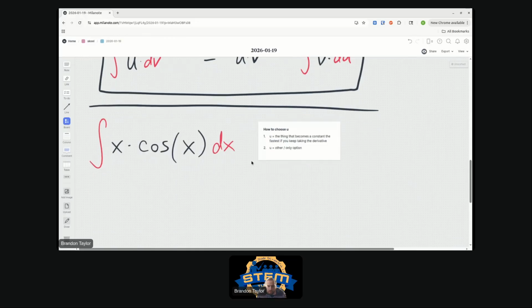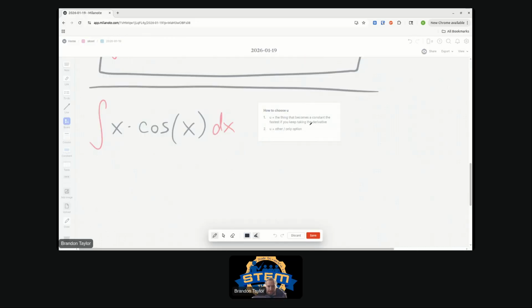So how do we choose this? The thing that becomes a constant the fastest if you keep taking the derivative. So 2 options. Do we choose that or that? If I take the derivative of cosine of x, what's that? Negative sine of x. Derivative of that, negative cosine. Derivative of that, positive sine. Derivative of that, positive cosine. And then you just get stuck in a loop. It doesn't matter how many times I take the derivative of cosine, it will never be a constant. It'll always be positive or negative sine or cosine. You take the derivative a million times, it would never be a constant.